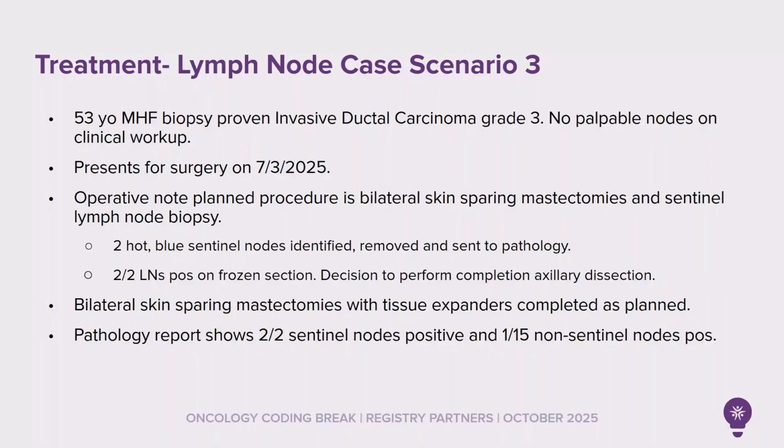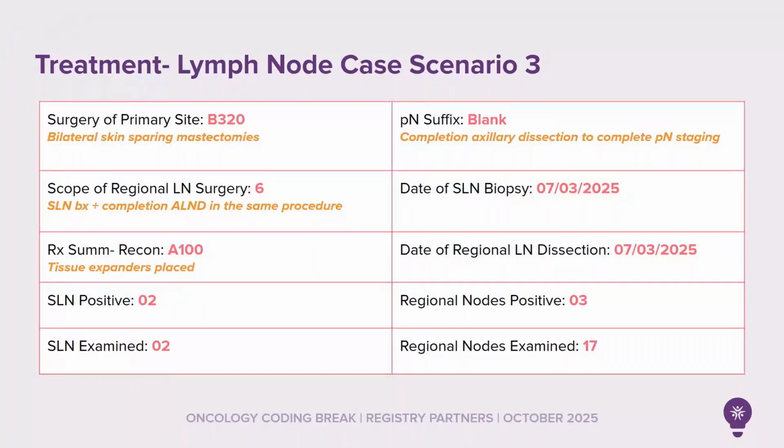Bilateral skin-sparing mastectomies with tissue expanders completed as planned, and the pathology report shows 2 out of 2 sentinel lymph nodes positive and 1 out of 15 non-sentinel nodes positive. So let's go through the coding of this one. Surgery of the primary site will be B320 for bilateral skin-sparing mastectomies that were completed as planned per the op note. Scope of regional lymph node surgery 6, both the sentinel node biopsy and completion axillary dissection were done in the same procedure on the same day.